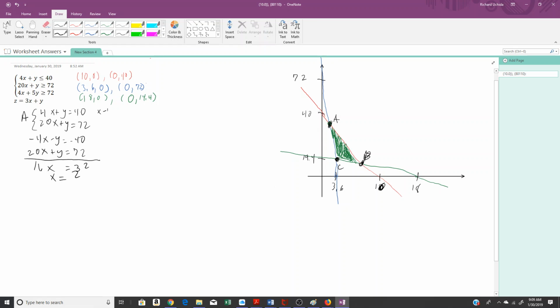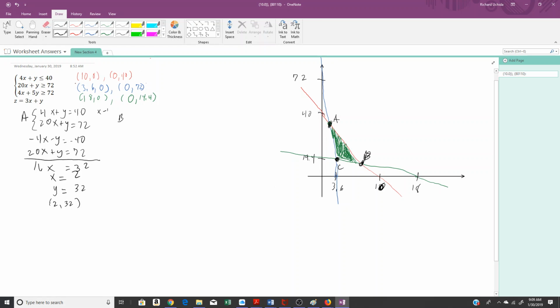Plug x = 2 into either one of the original two equations. Let's say the first one: we get 8 + y = 40, so y = 32. So that corner point is (2, 32), which makes sense from the position of that point on the graph. Now the point B, that's the intersection of the green line and the red line.